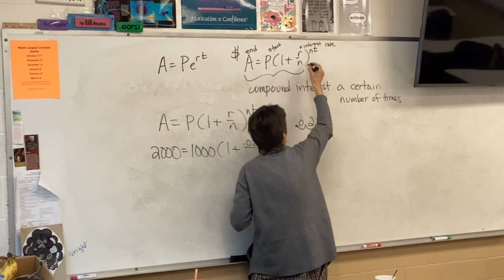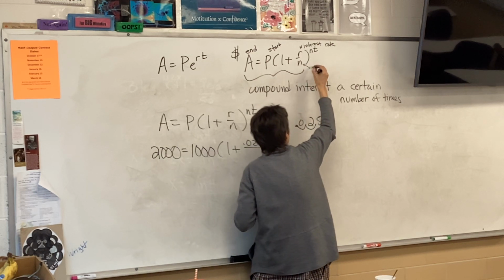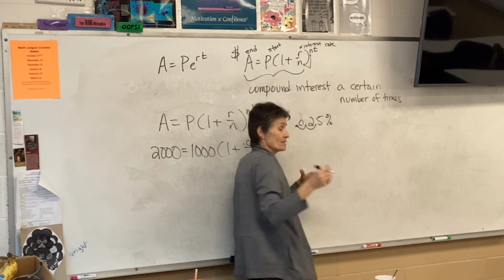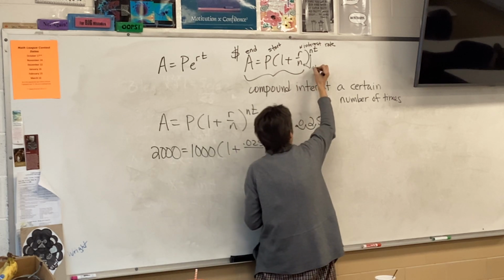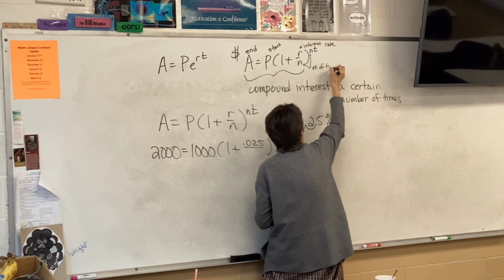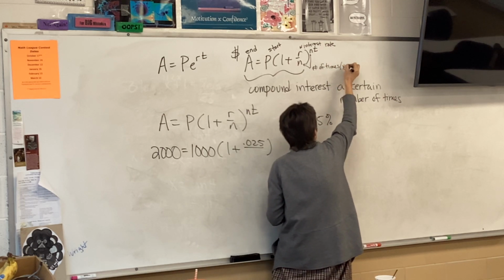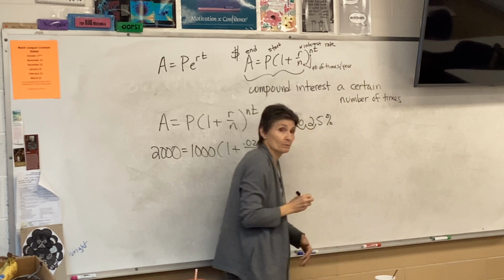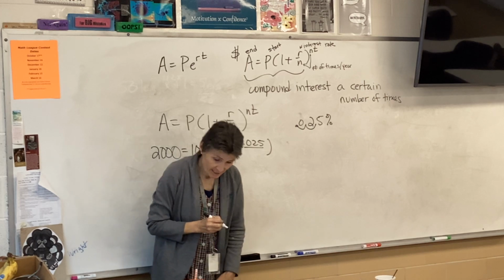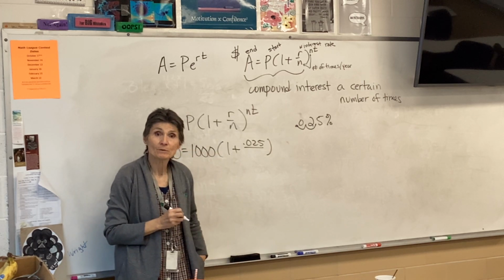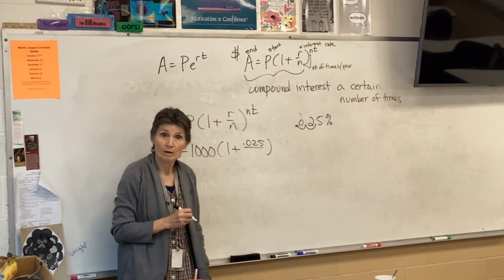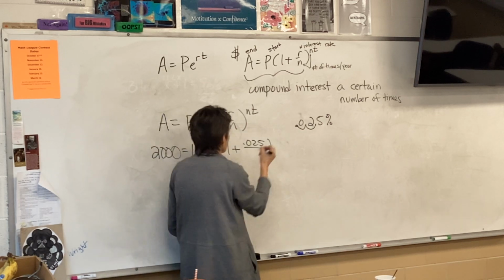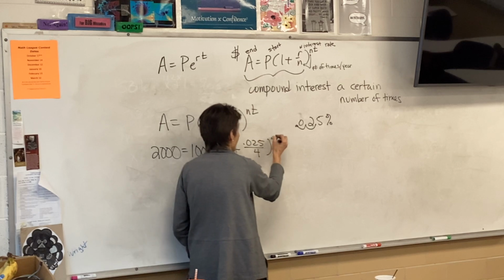N, and there are two of them. There's an N here and there's an N here. They're the same thing, and that is the number of times a year that I compound. This says I am compounding quarterly. So N is 4 times a year. So I put a 4 here and a 4 here.